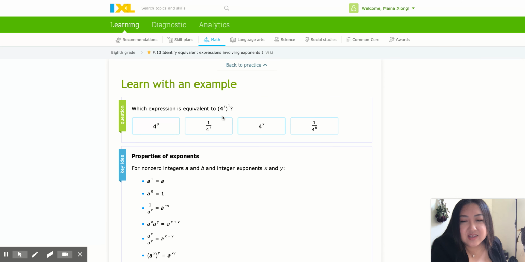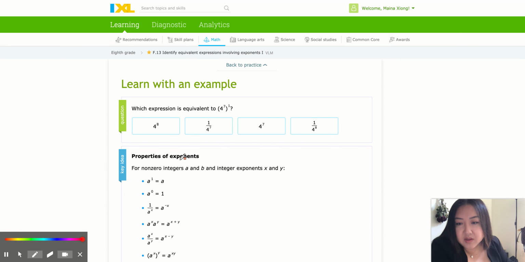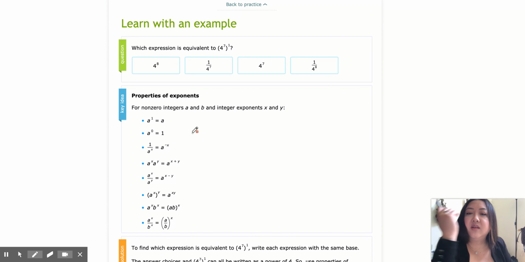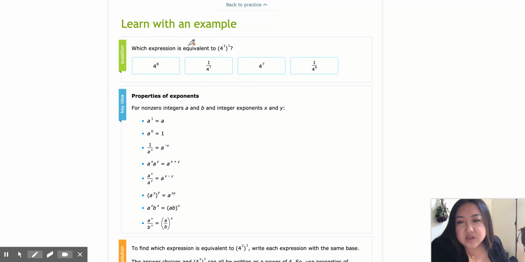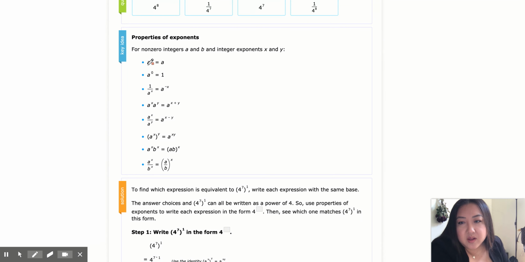All right, so today we're looking at identifying equivalent expressions involving exponents. If we look at these properties, it's going to help us solve problems that look like this. Which expression is equivalent to 4 to the 7th power and then to the 1st power? Here are some properties, some rules that we have to look at.